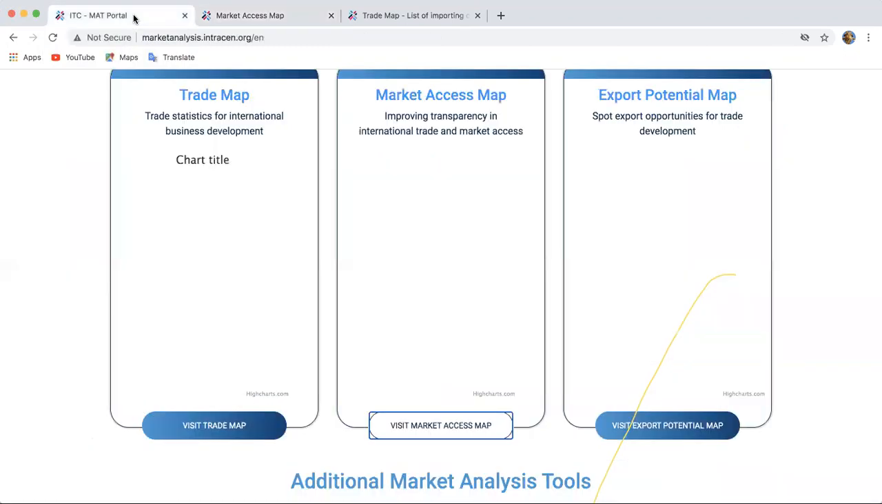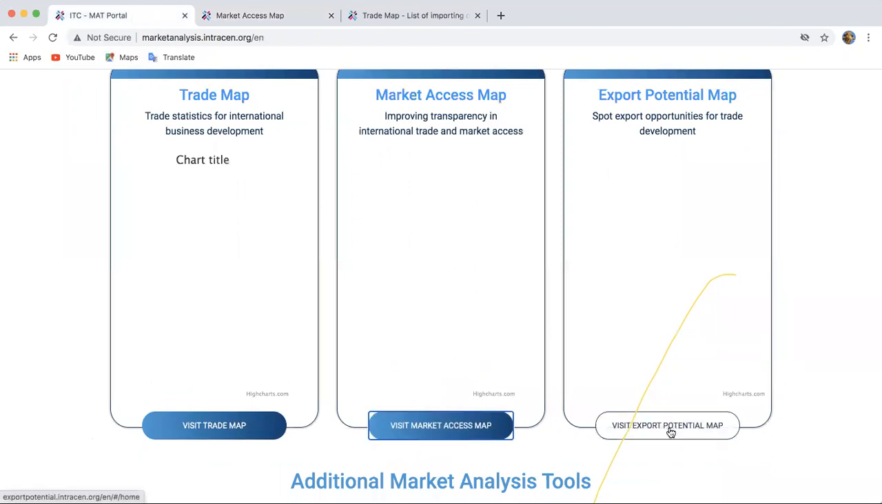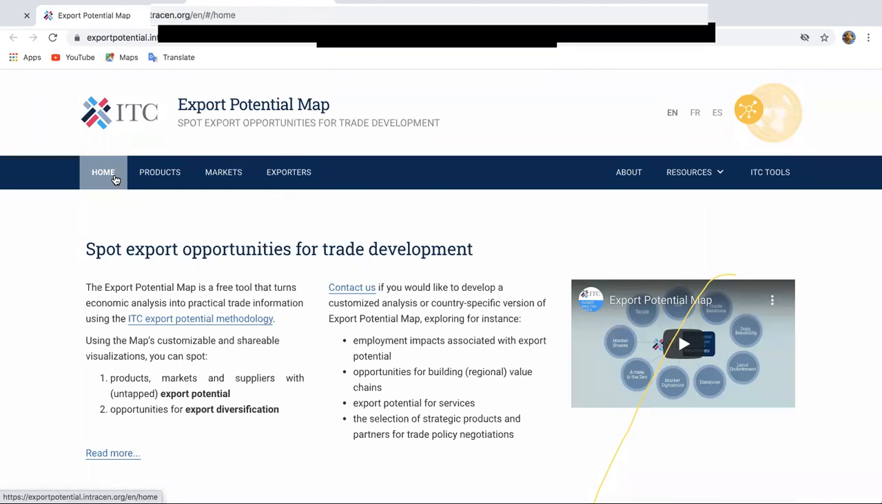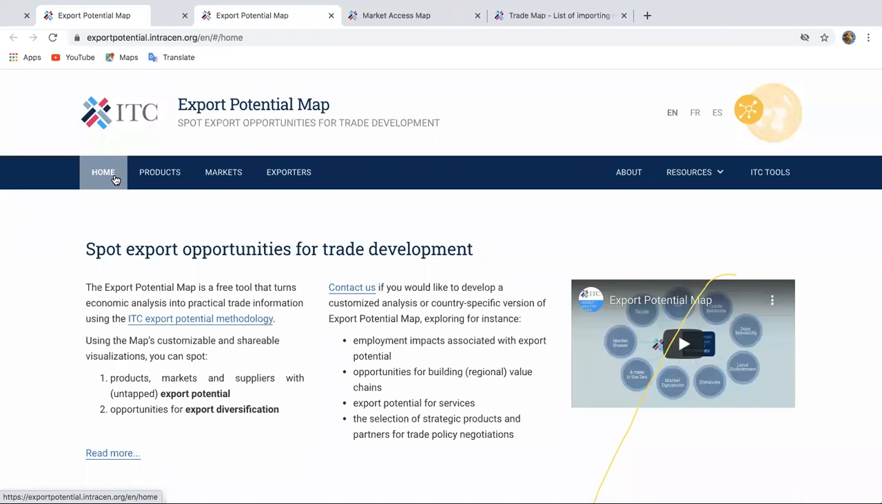So we go to expert potential map through visit expert potential map in our MAT portal, market analysis tools portal. And this is our screen. So we have a similar setup as before. We have some tabs, and the first one is the home tab. So we can always go back if we're lost in the tool, because it also has a lot of information. So sometimes it happens to get lost. We can get to the home page here. We have a product view, a market view, and an exporter's view. So what expert potential map actually does is it calculates for you using many different variables.